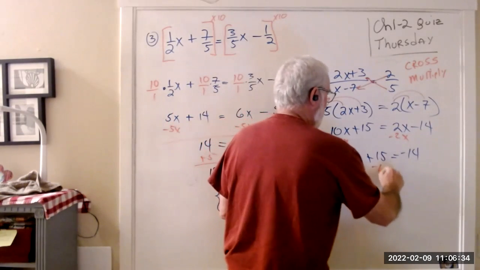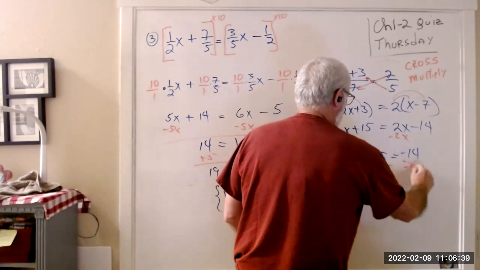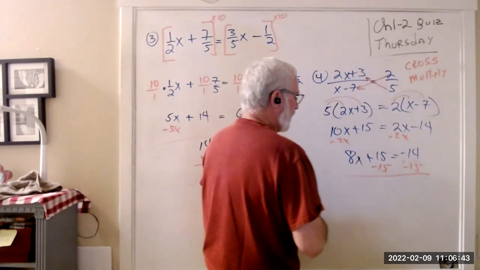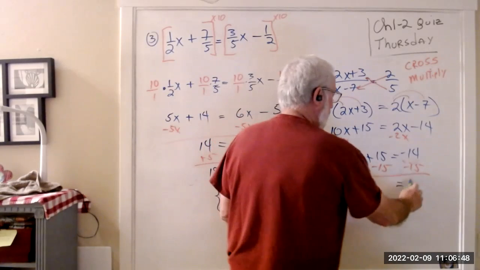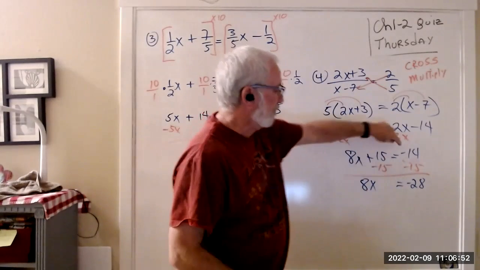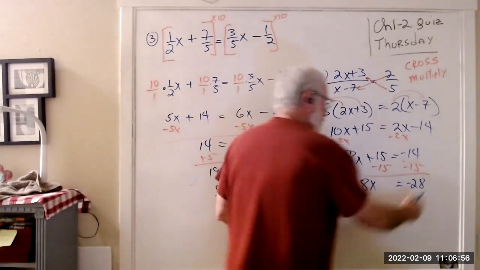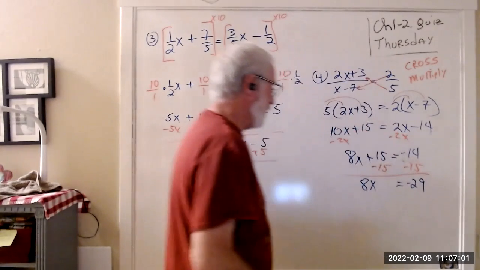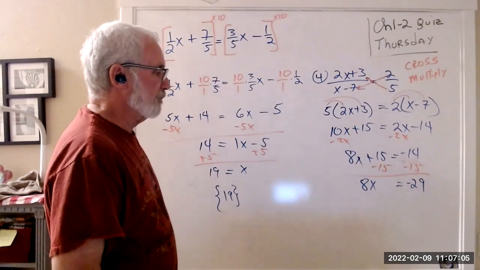Take away 15, and this is where people had some trouble. We have 8x. The 15's cross out, equals, this becomes negative 29. This says you lost $14 and you lost 15 more dollars. 29. It said 29 and I wrote 28. Good way to fry everybody's brain.